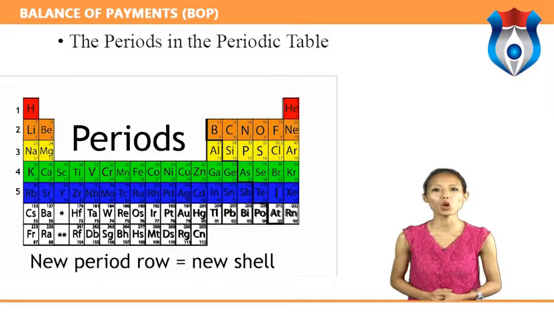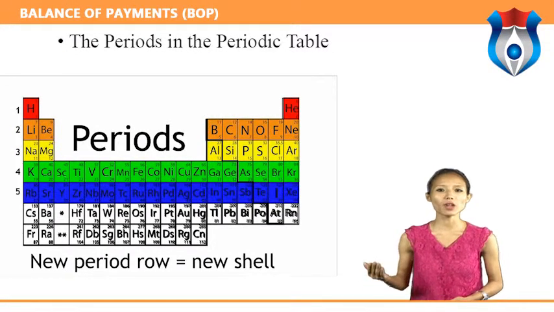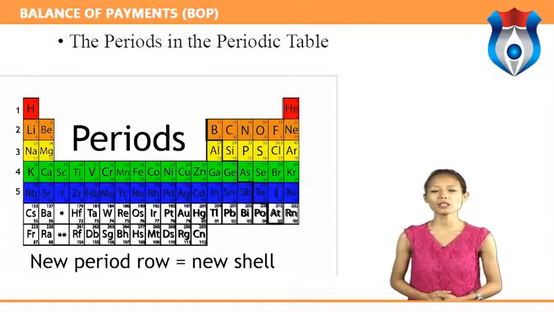The periodic table is organized into horizontal rows called periods. Periods contain a series of different elements. The periodic table contains 7 periods.